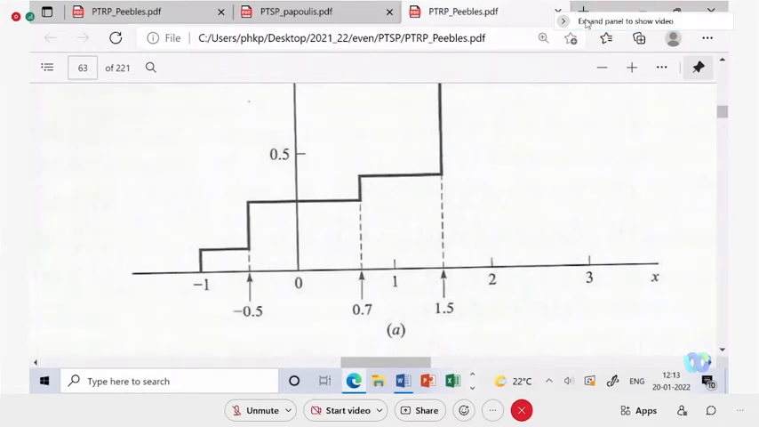From this figure, can we comment on the value taken by the random variable x between 0.7 plus, just greater than 0.7, and just below 1.5? My question is clear. I wanted to know whether the random variable x is taking any value between 0.7 plus and 1.5 minus. Please respond. The question is not clear. Please ask me.